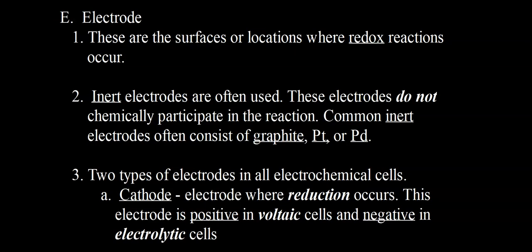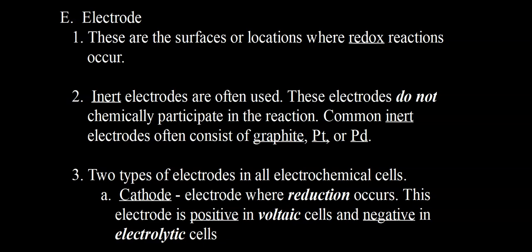All right, some more terminology. The electrodes, these are the things that are attached with wires to one of two things, depending on the type of electrochemical cell. If it's an electrolytic cell, it's attached to a battery. And if it is a galvanic cell, then the electrodes are the things attached to the measuring device, the voltmeter or the ammeter. So it says here that the electrodes are the surfaces or locations where the redox reactions occur.